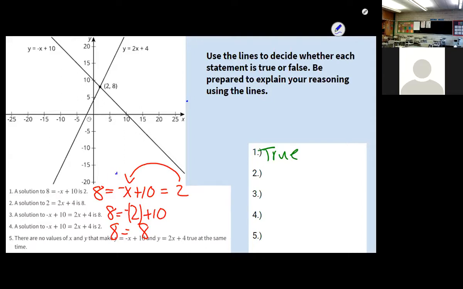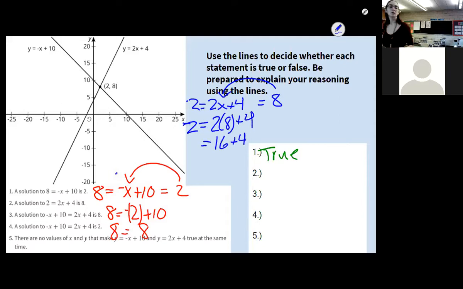A solution to 2 equals 2x plus 4 is going to be 8. So that means I need to take that 8 and plug it in for my x and solve. Negative, or no, 2, that's just a 2. 2 is equal to 2 times 8 plus 4. 16 plus 4 is equal to what? 20. Very good. 20 is equal to 2.